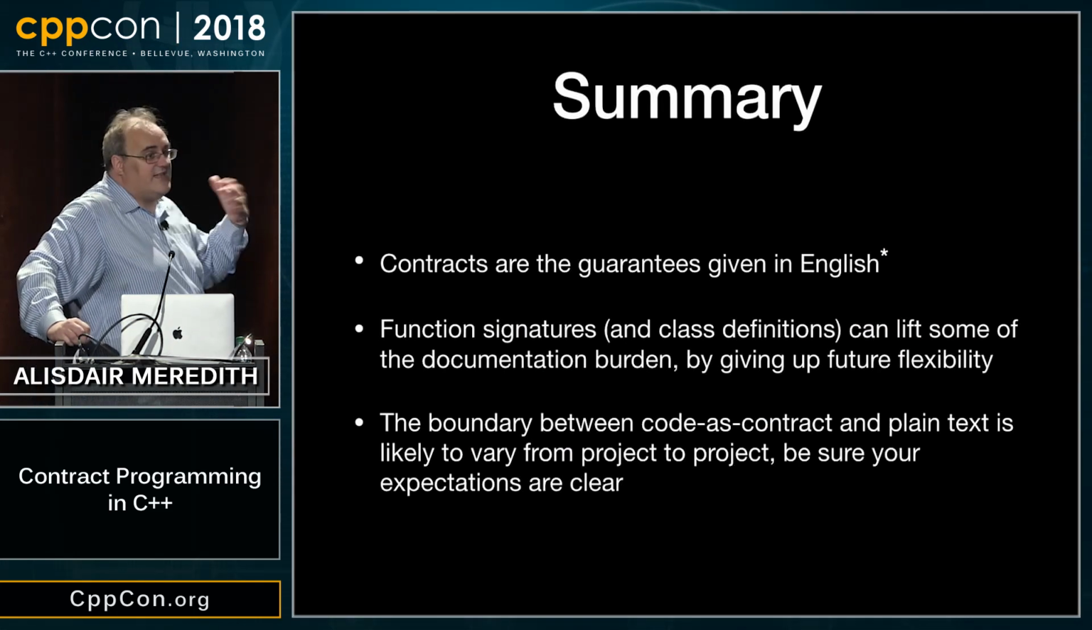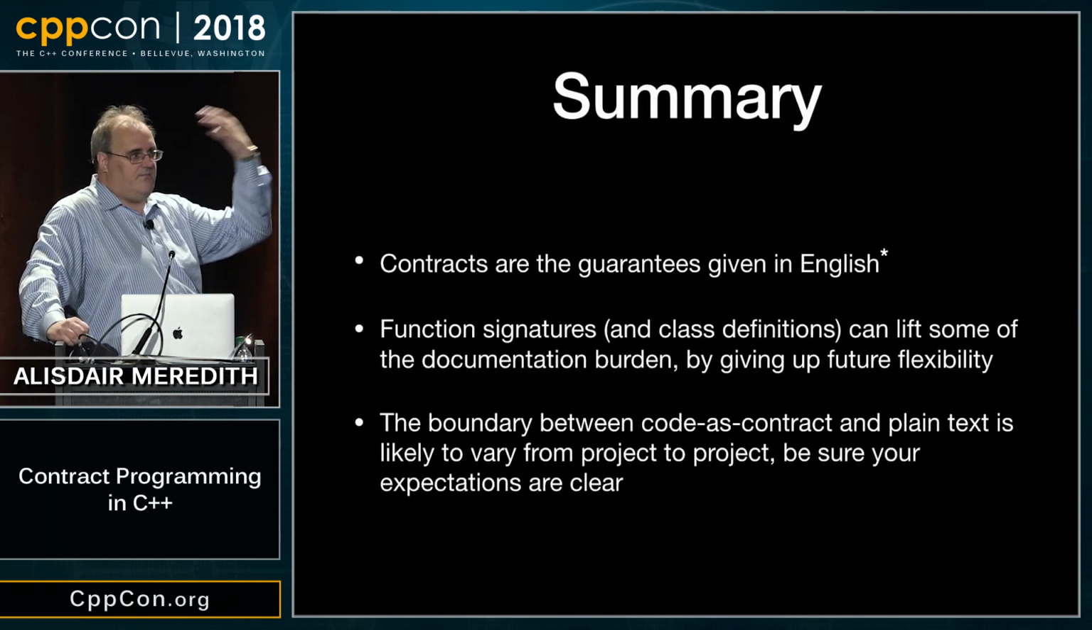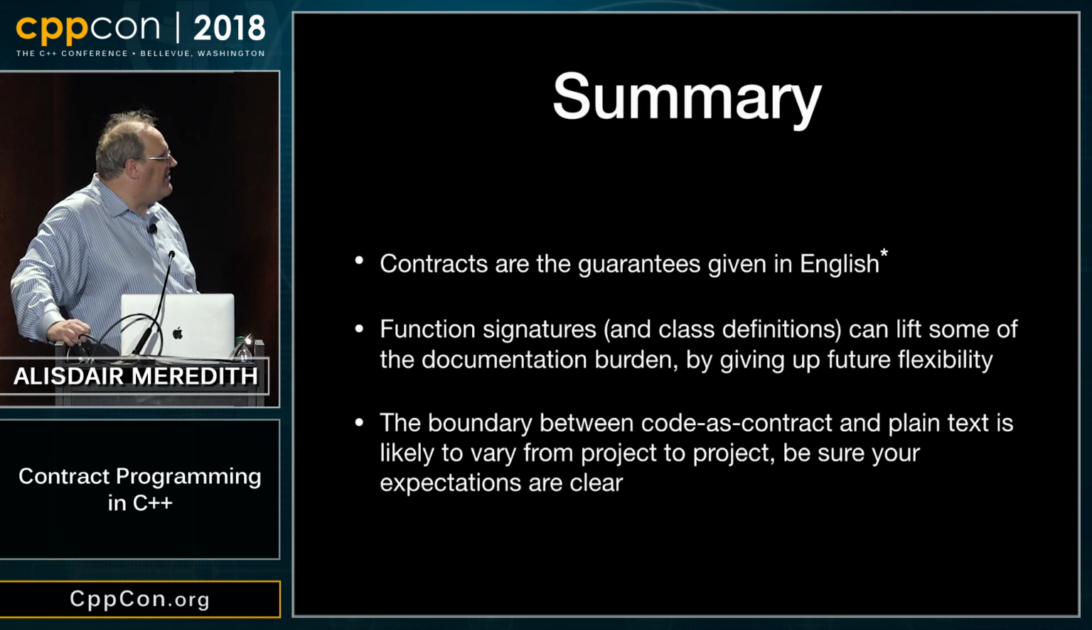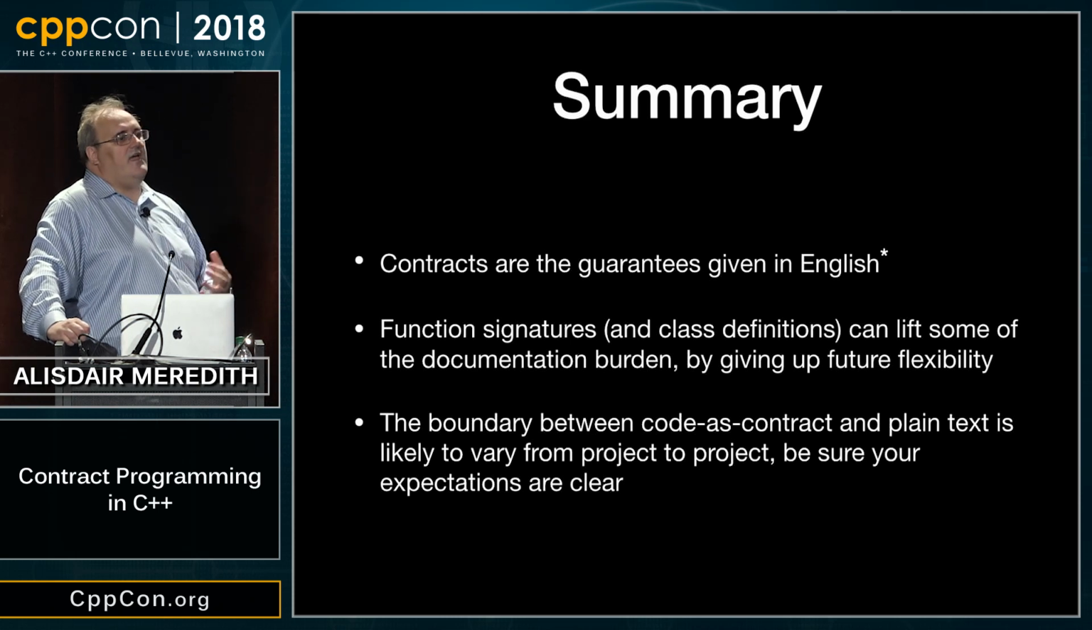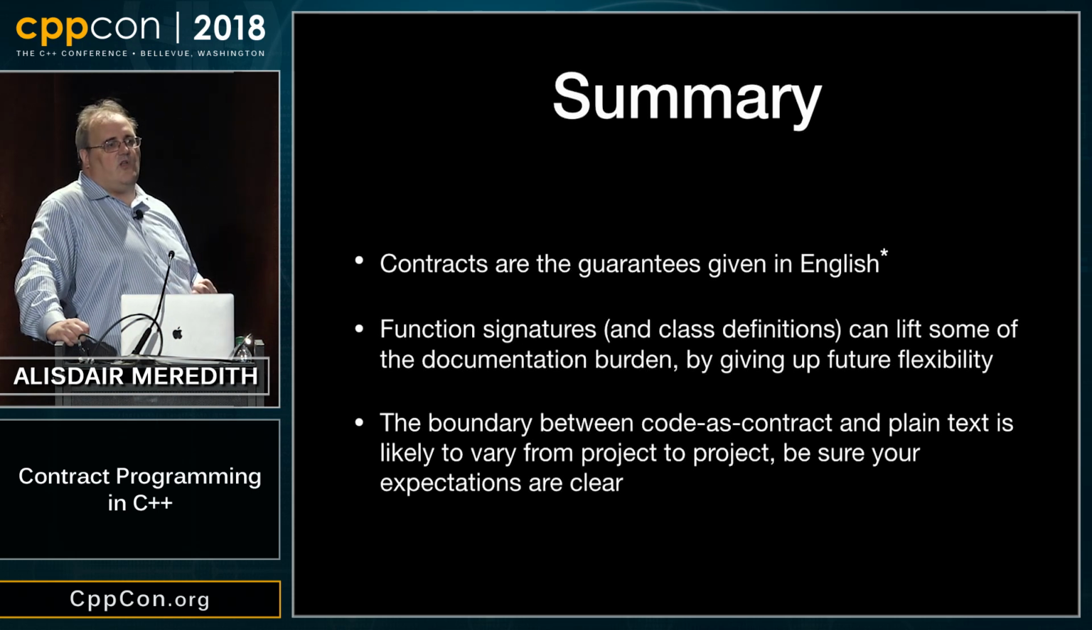So contracts are essentially the guarantees that we write in English, but people are going to be able to make assumptions from the code as I was describing it. You want to be clear to your callers which aspects of those contracts they can rely on and which they can't, which might just mean upfront documentation for your project as a whole. What does it mean to pass a null pointer?